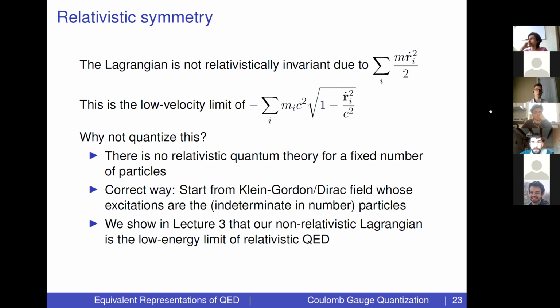So first of all, there is no relativistic quantum theory where we have a fixed number of particles. And instead, what you would do is, in quantum field theory, you start either maybe from a Klein-Gordon or Dirac field, and the excitations of the field are then corresponding to the particles, which are of course indeterminate in number. What we will do in lecture 3 is that we will see that our non-relativistic Lagrangian that we work with today is the low energy limit of a relativistic quantum electrodynamical description.